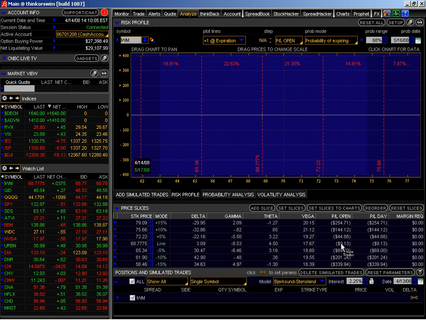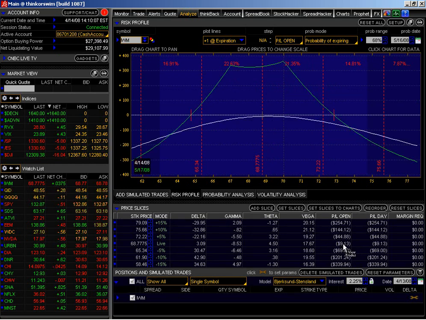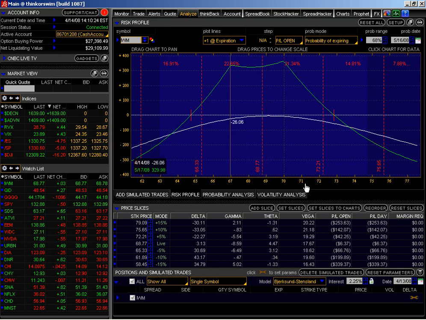We're starting out with a small loss, as all double calendars do, because you're not going to make money on the very first day. This is a trade that improves over time. We have good theta, and our deltas are pretty neutral. Our vega's okay, but we're in good shape. We're in a good position here.